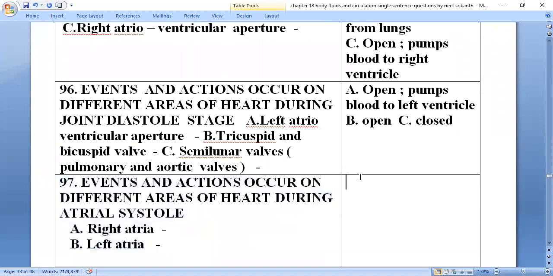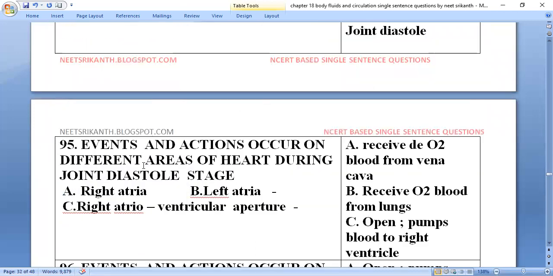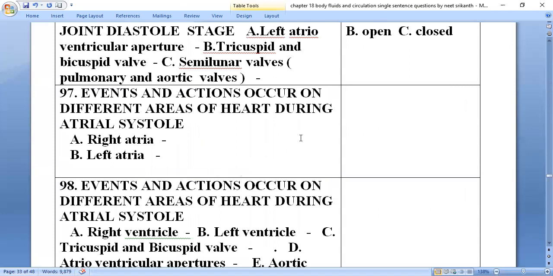So you have to think about the events individually in this area. Constant focus is required to understand and answer these kinds of questions. These are all applications. Events and actions occur in the different areas of the heart during atrial systole. What are the right atria doing during atrial systole? Right atria contracts and pumps the deoxygenated blood.